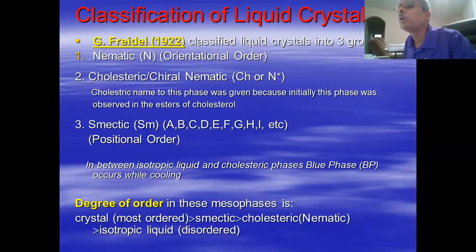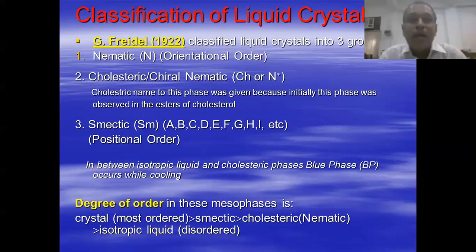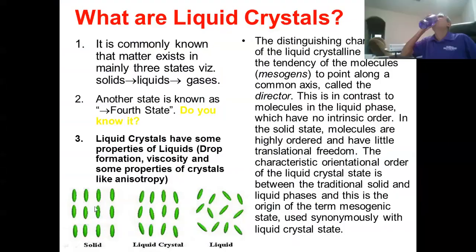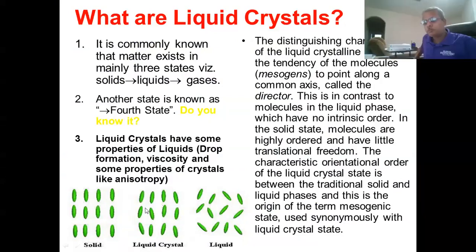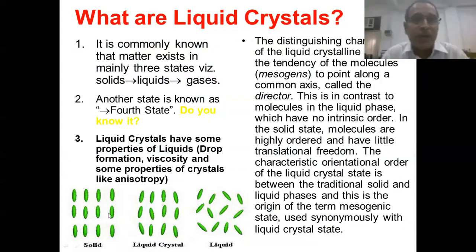These are the partially ordered systems. And there are different kinds of ordering, for example, orientational ordering as well as positional ordering. So the first kind of liquid crystal has only orientational ordering, whereas there are some other kinds of liquid crystals where there is positional ordering as well as orientational ordering. For example, if you can see here, these molecules are aligned in a particular direction, this is called orientational ordering, and then they are located in different layers, this gives you the positional ordering. So liquid crystals have many kinds of phases. They show rich polymorphism.